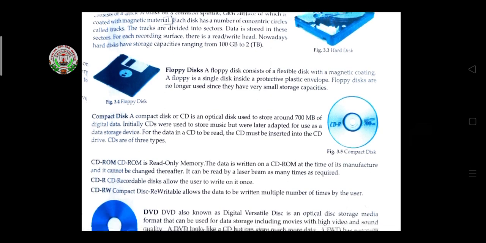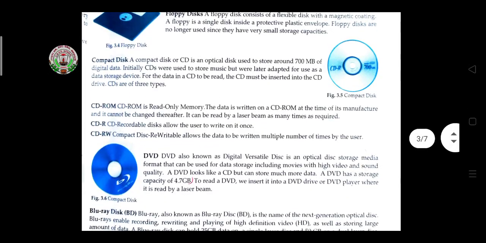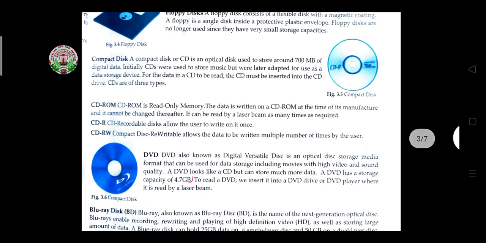So CDR means we can only store the data once. Then again, if you want to add data, or delete data, or edit some data, we are not able to delete or edit in CDR. Then CDRW, compact disk rewritable, allows the data to be written multiple times by the user.